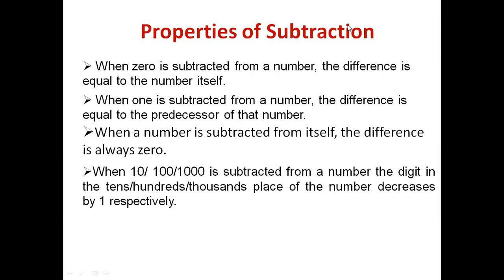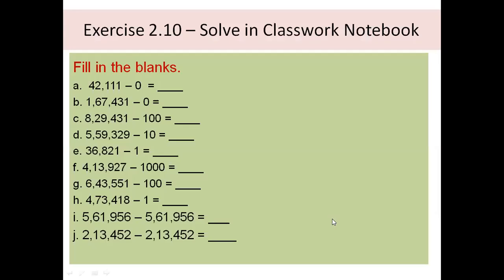So based on all these properties, you have to solve this 2.10 exercise. Mentally, you have to solve. Now you know the property and you can solve it directly. You have to write the answer. Whereas the previous exercises of 2.6, 2.7, 2.8, all those exercises, you have to show the vertical subtraction. Here, direct answers, mentally, you have to write the answers as per the given properties.